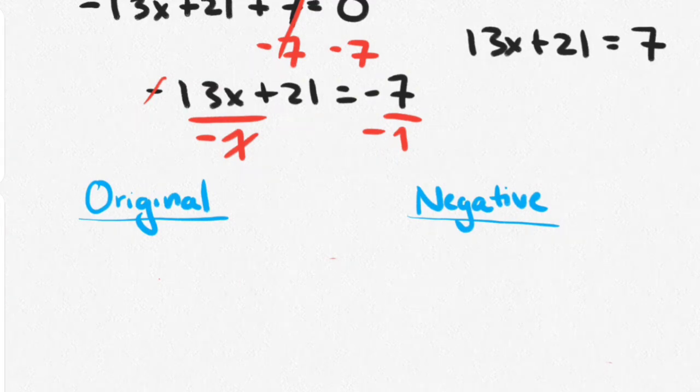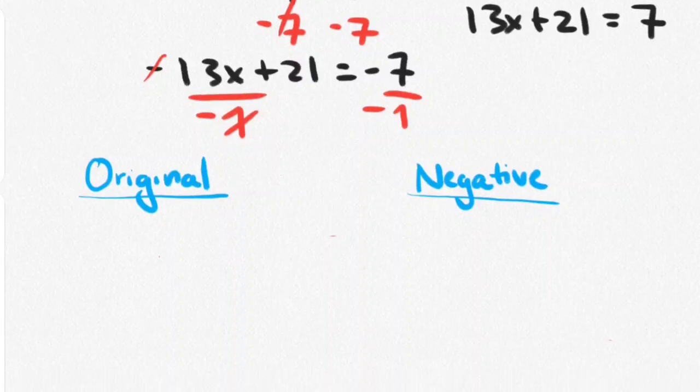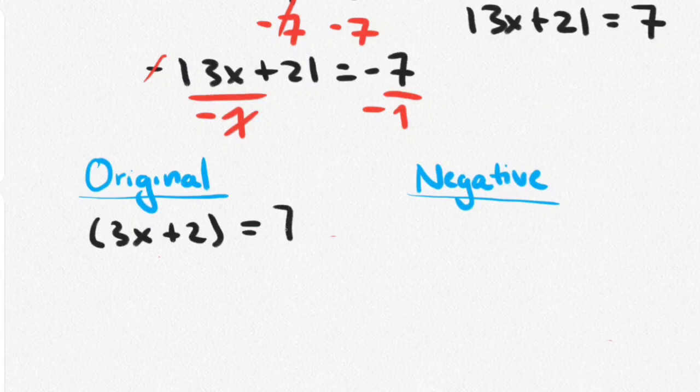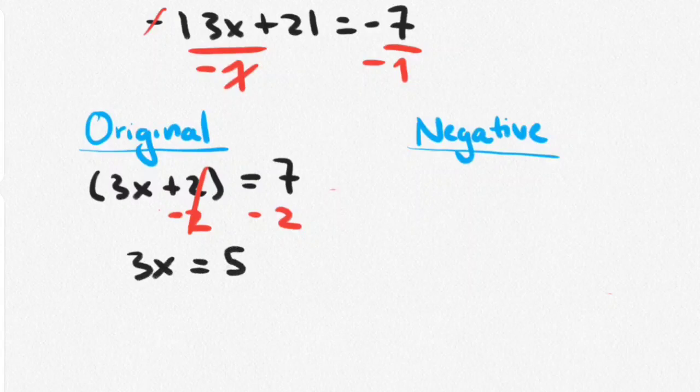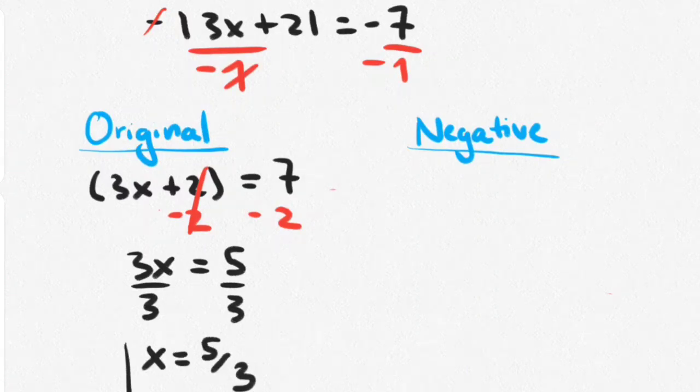For the first equation, I like to call it the original equation because you're not adding any negative to the outside of the absolute value. So I'm going to go ahead and do that by replacing the absolute value with parentheses around 3x plus 2 equals 7. And from here, you can go ahead and solve for x very easily. You're going to minus 2 on both sides, the 2s cancel out, and you end up with 3x equals 5. You're going to divide by 3. x equals 5 over 3.